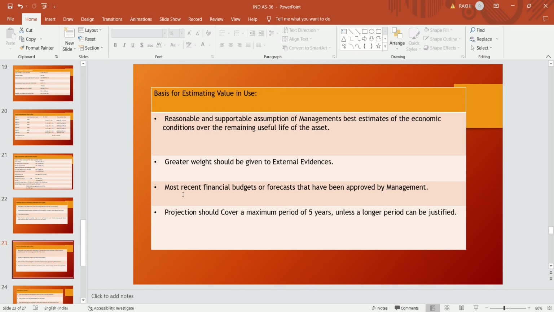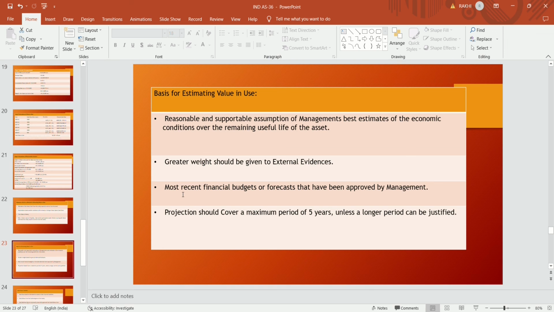Most recent financial budgets or forecasts that have been approved by the management. To determine the value in use, we will take into consideration the recent forecast or budget which is approved by the management. Reasonable and supportable assumptions of the management are to be taken into consideration, and also weightage is to be given to the external evidences. Projections should cover a maximum period of 5 years unless a longer period can be justified.